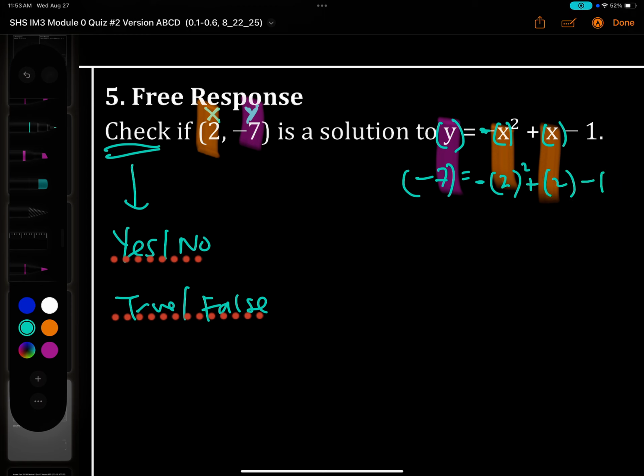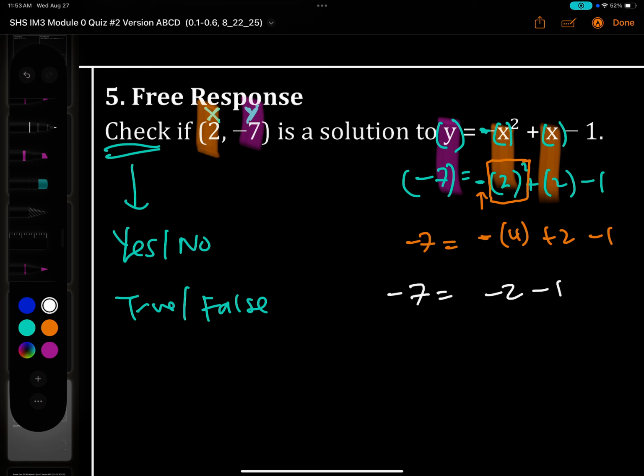Okay, and then here we're still using PEMDAS to simplify this. So I have -7. Okay, pay attention here. Again, you're not multiplying the negative, you're just doing 2 squared, which is 4. And then you have that negative sign on the outside. +2 minus 1. So that'll become -2 minus 1. So -7 is not equal to -3. The answer is false.